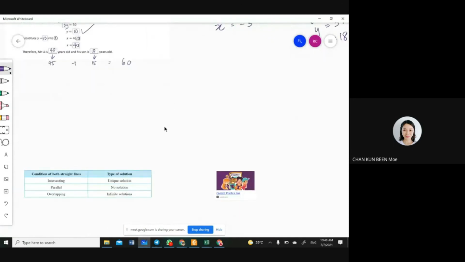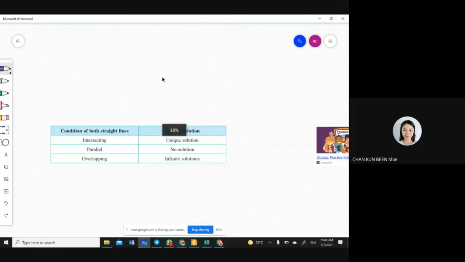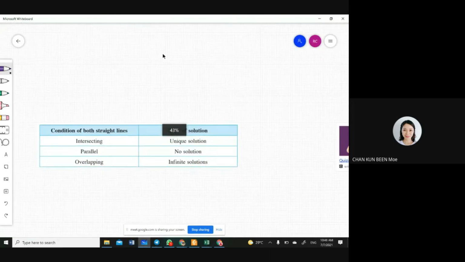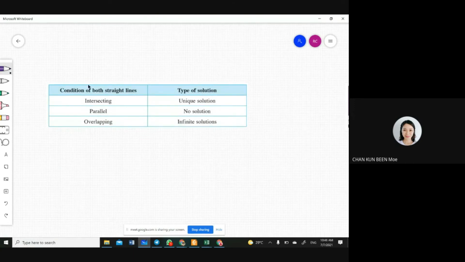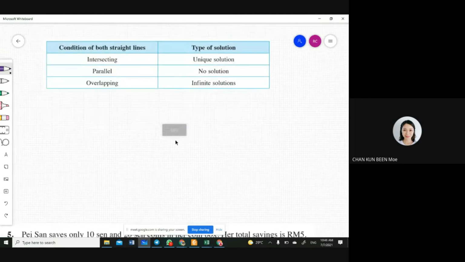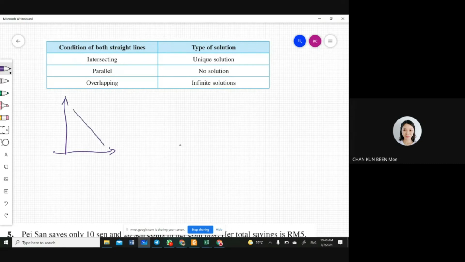Now, just want to recall back what you have learned in the last lesson. The condition of the straight line, you still remember this one? When your line is intersecting, for example, you have these two lines like this, intersect at one point, okay? Means you solve the simultaneous linear equation using the substitution method. So you have one point over here, means you have unique solution.